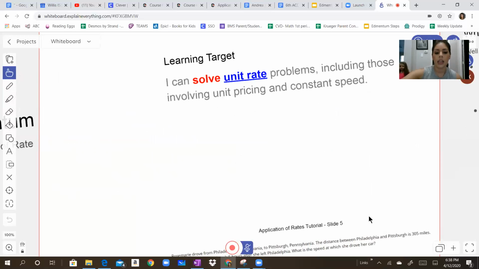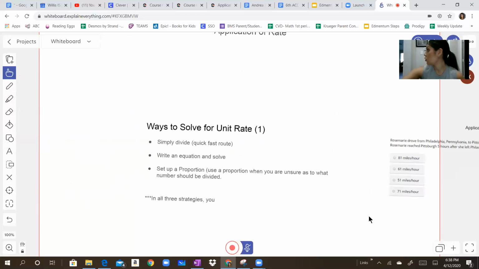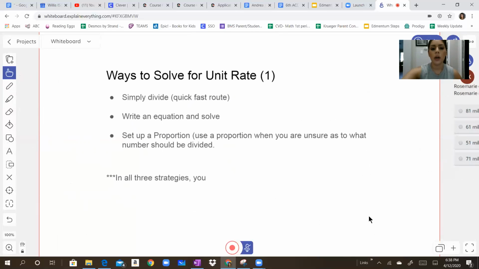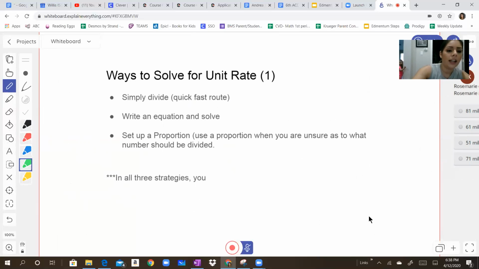So let's get into some strategies to solve for unit rate. Once you get very comfortable with unit rate, the first strategy is to simply divide. This is a strategy I use like 99.9% of the time. But there's other ways to solve for unit rate too.